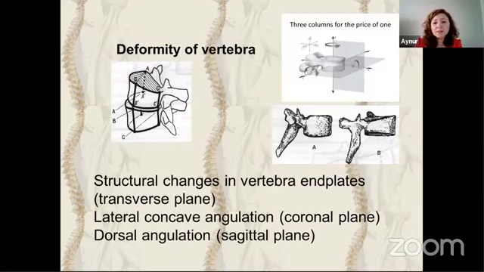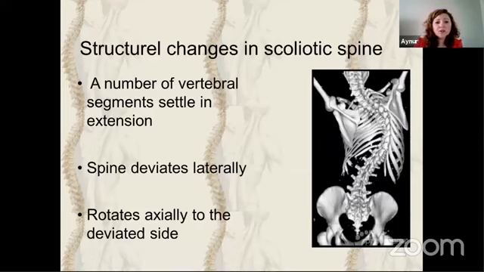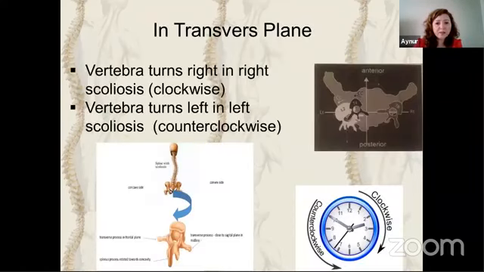In the vertebral plane, we see some changes. What are these? In the transverse plane, structural changes in vertebrae and plates. In the coronal plane, we see lateral concave angulation. In the sagittal plane, we see dorsal angulation. In structural changes in the scoliotic spine, we see a number of vertebral segments settle in extension, the spine deviates laterally, and it rotates axially to the deviated side. In the transverse plane, when the vertebra turns right, it means it is right scoliosis. Otherwise, we can say that in right scoliosis, the vertebra turns clockwise. In left scoliosis, the vertebra turns to the left side.